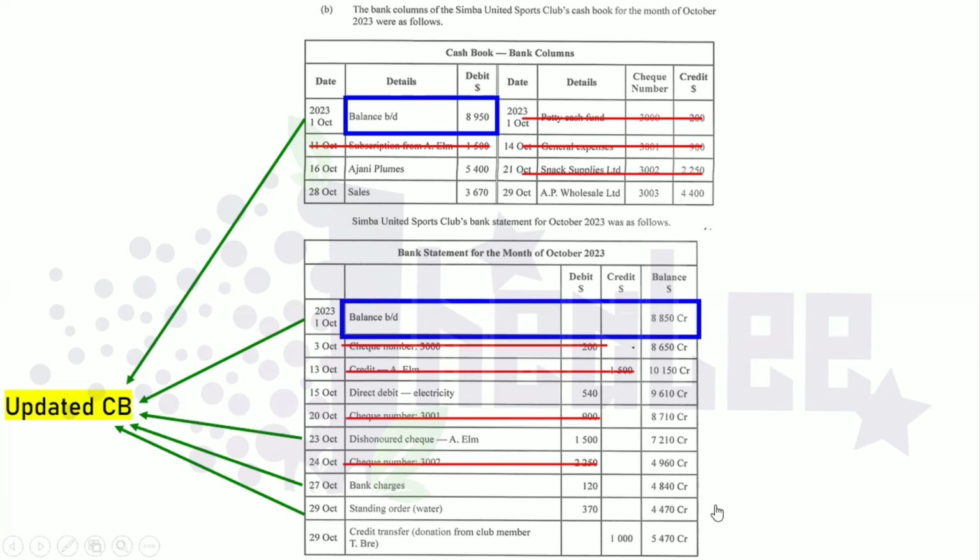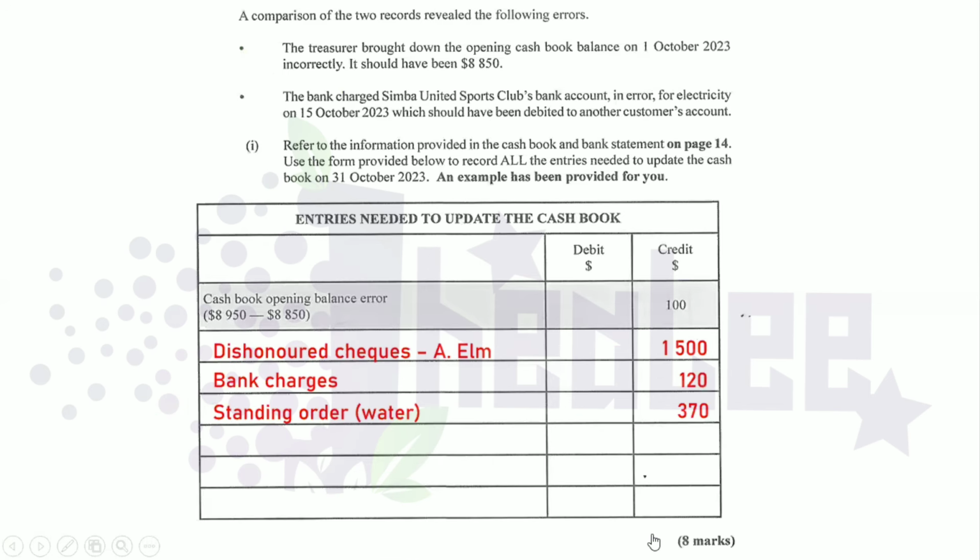Moving on to the next item, which is credit transfer. Notice that the credit transfer is credited on the bank statement, which indicates that there should be an increase in our bank balance. So that should be debited in our updated cash book. Apart from that, in bracket, you're seeing donation from club member T. Bree. The donation there would be a receipt for the business. So therefore, that should be debited to the updated cash book. So let's make that recording, and that is credit transfer donation from T. Bree, and the amount is $1,000. And remember, that is debited.